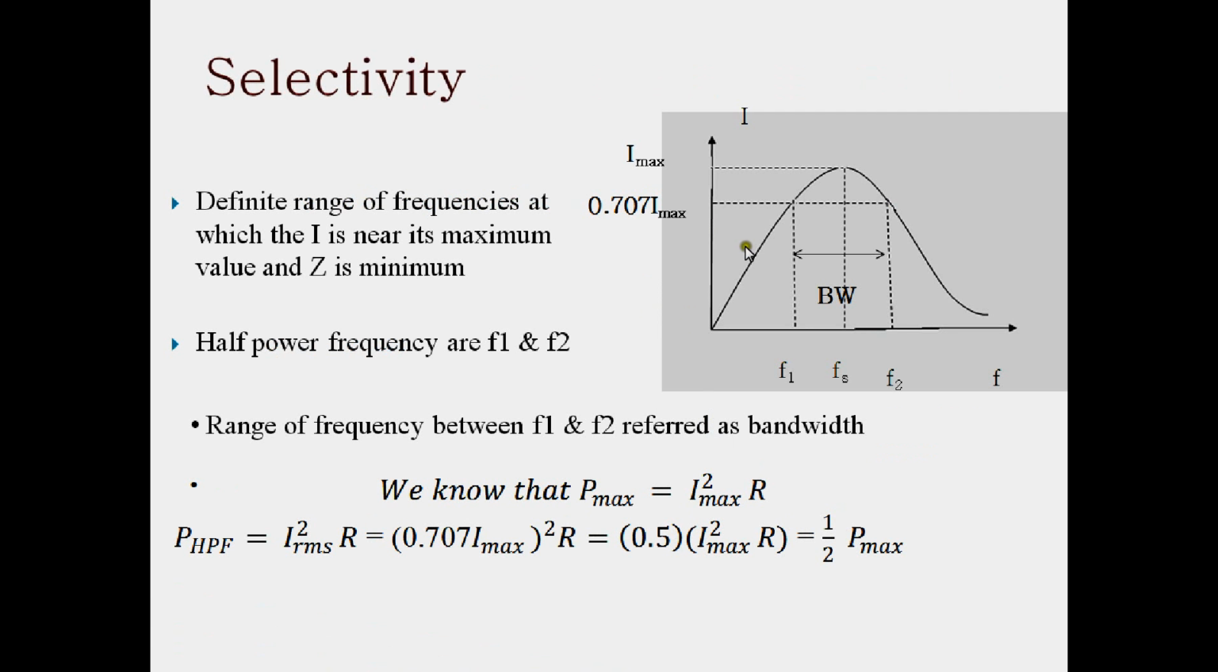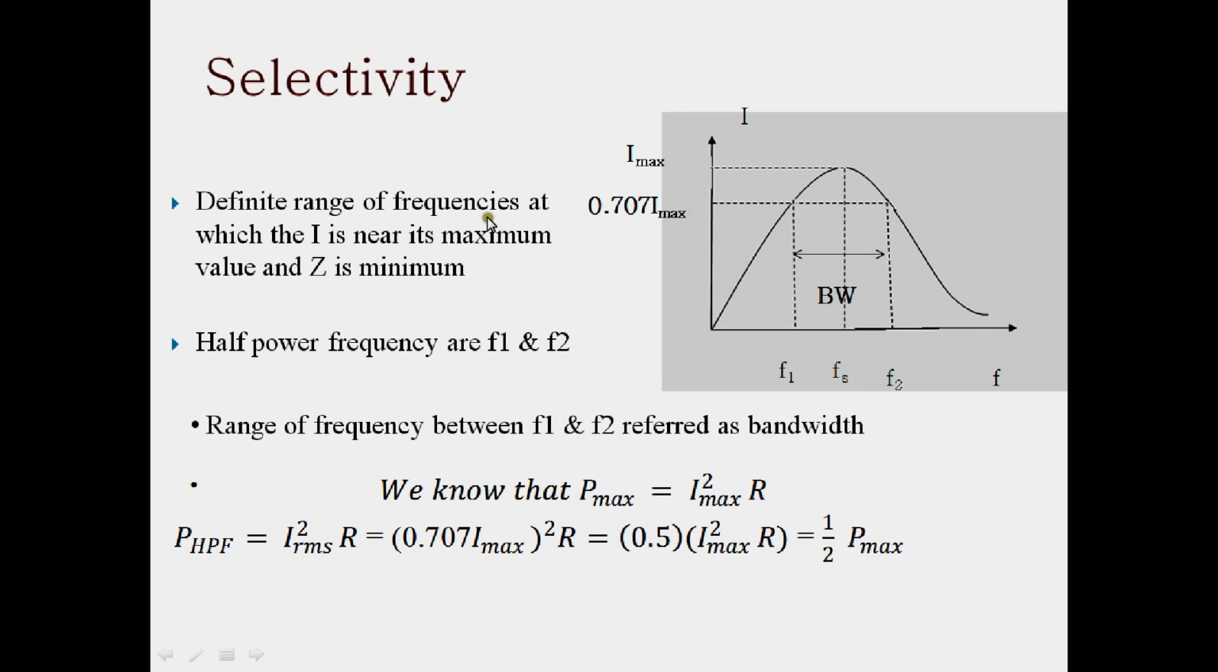If we plot the graph of frequency versus current in a series resonance circuit, frequency is on the x-axis and current is on the y-axis. Then at zero frequency, zero current is present. As frequency increases, current increases till resonant frequency, because at resonance frequency the impedance is minimum, and after resonance frequency the current decreases sharply.